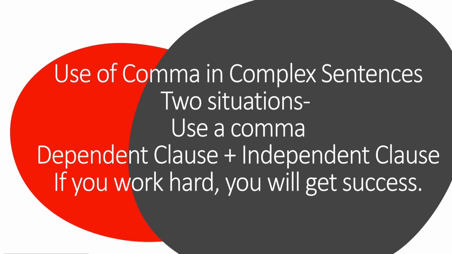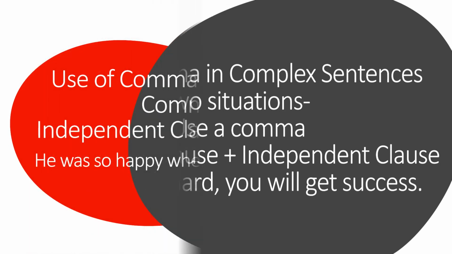Okay, let's understand this theory with an example. If you work hard, you will get success. In this example, the first clause, if you work hard, is a dependent clause because it cannot convey its meaning without the support of the independent clause. The independent clause in this sentence is, you will get success. It's complete in itself, so it's independent. So in this sentence, we have the sequence of these clauses, first the dependent clause and then the independent clause. That's why there is the use of comma to connect these 2 clauses. I hope you must have got the point.